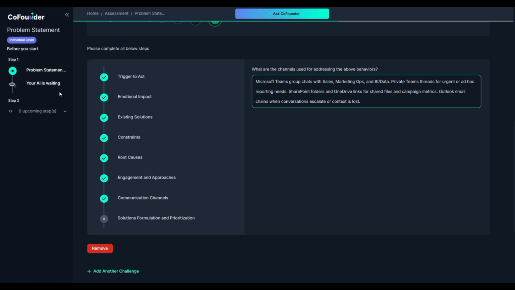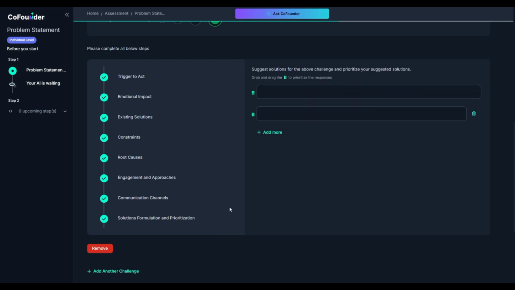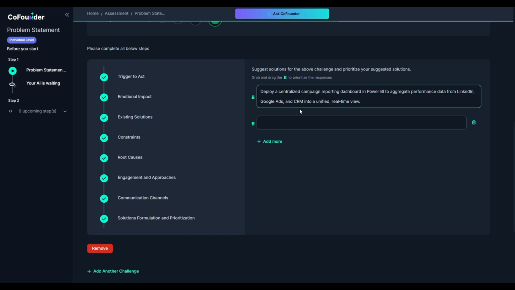Mapping these channels isn't just about documentation. It helps the AI understand where the problem plays out, so future solutions can integrate right where people are already working. This final step in the problem statement phase is where ideas begin to turn into direction. Alex will list potential solutions that could solve his campaign reporting challenge, then rank them based on what feels most promising. Okay, based on everything I've captured, the root causes, constraints, and how we're currently working, here's what I think could help.